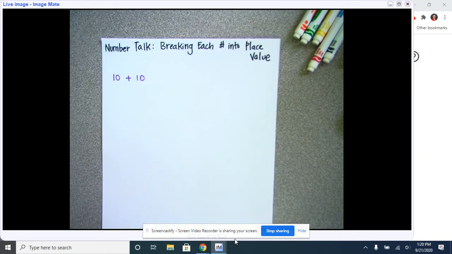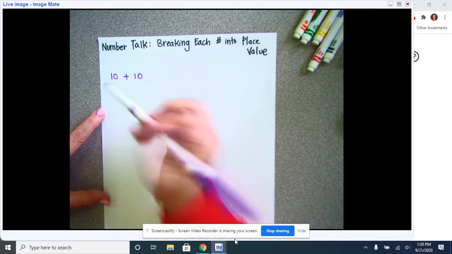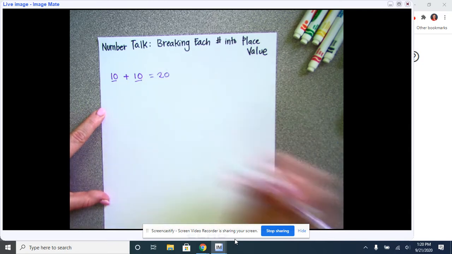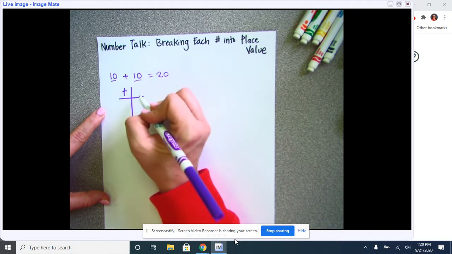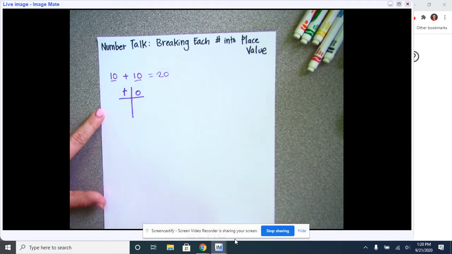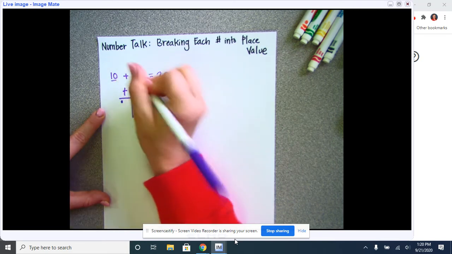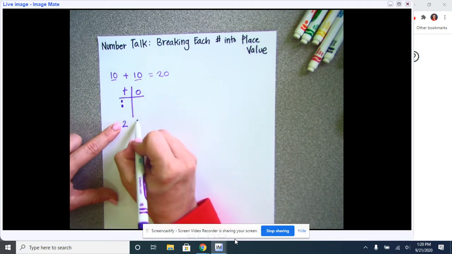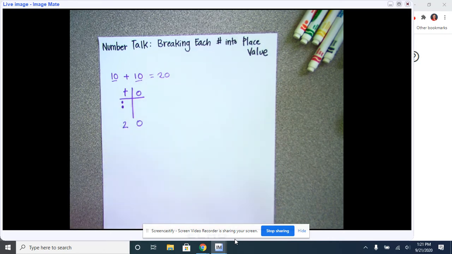We've got 10 plus 10, so we could count by tens, 10, 20. Another thing we could do is draw a picture and put T for tens, O for ones, and put a dot for the number that we have. So we have 2 tens, we have no ones, so the answer is still 20.